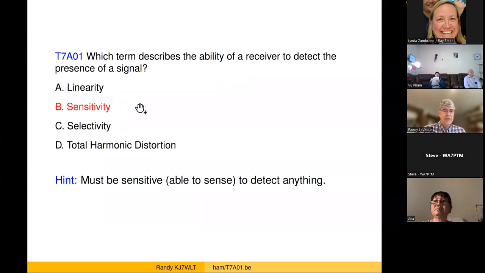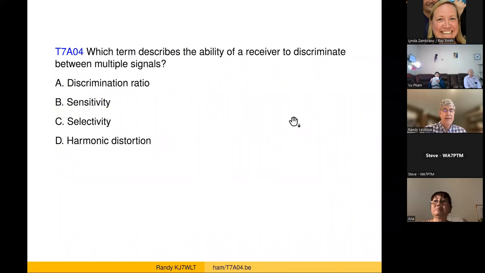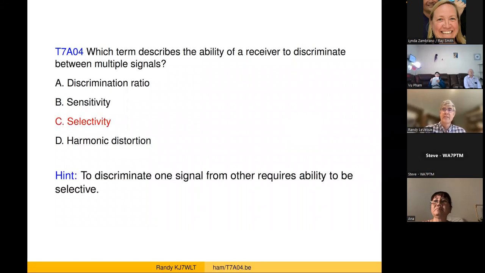So this is question T7A1, but then T7A4 is a very similar question. Which term describes the ability of the receiver to discriminate between multiple signals? So you may detect several different signals, but you want to pick out one of them that you're trying to listen to, one particular frequency, and ignore all the radio waves on other frequencies. So that's somewhat different from sensitivity. That's selectivity, being able to select which frequency you want to listen to out of all the ones that are hitting your antenna. So selectivity is the ability to discriminate or select between different signals.